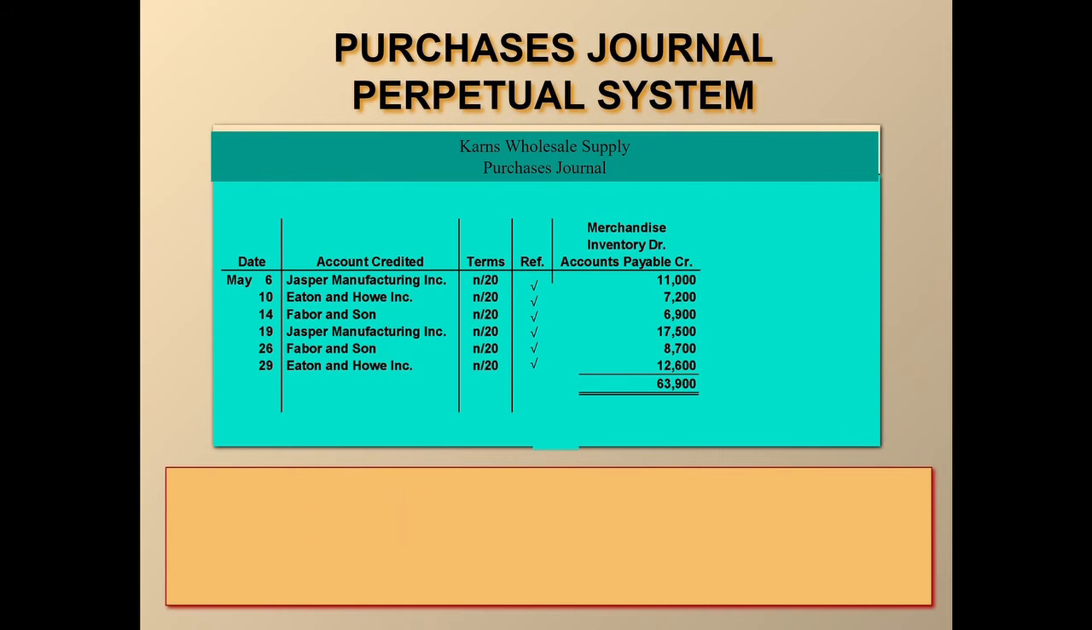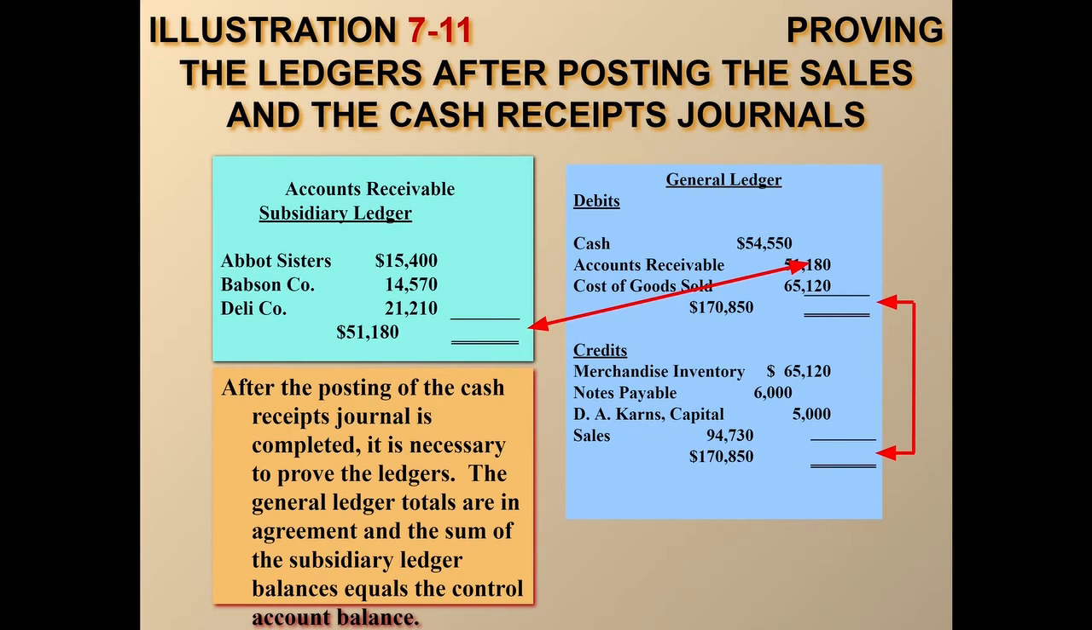Again, this is just pointing out that your totals must balance. Your accounts receivable equals the total of the subsidiary ledger. That has to be equal. And on your general ledger, your debits and credits must also be equal. So your notes payable, your capital, your merchandise inventory and the sales all match the debits: the cash, accounts receivable, and cost of goods sold.